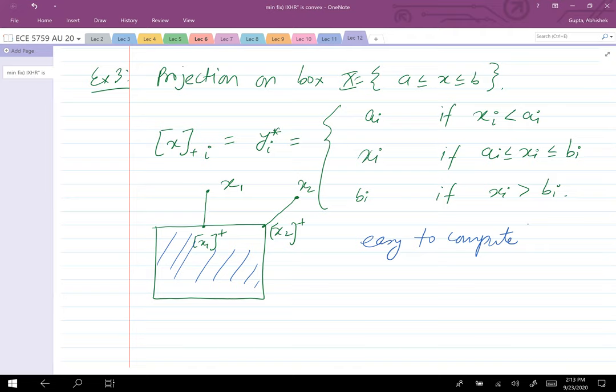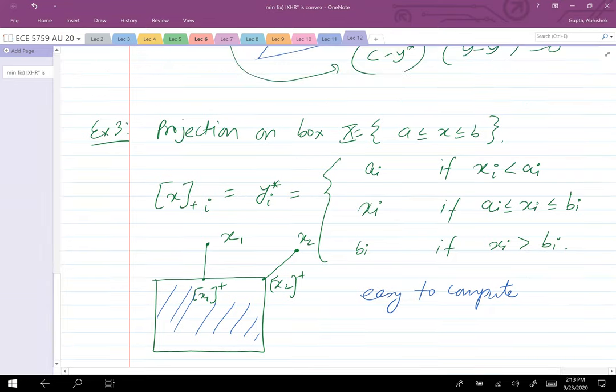Easy to compute. So until now, what we have seen is computing projection onto some of the typical convex sets is pretty easy in some cases, and it could be difficult in some other cases. But projection can be done over a convex set. So if your problem is reasonably sized, let's say a 100 dimensional X or 50 dimensional X, then the projection operation is somewhat easy to do under all situations. Okay, any question on the projection operation?